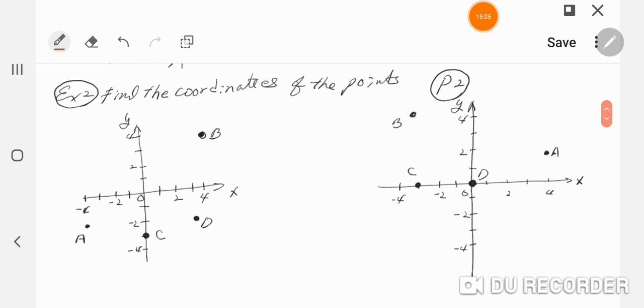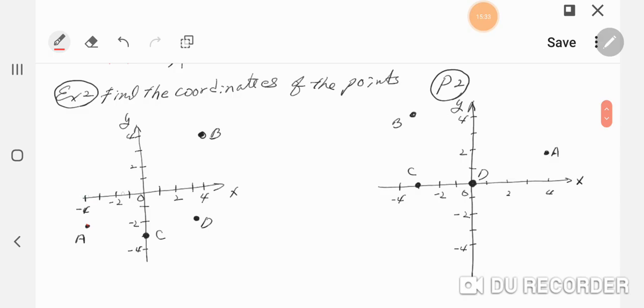Okay, now let's find the coordinates of the points. So here are points A, B, C, D. The coordinate of A: in order to get this, let's move horizontally first. Horizontally, we are moving 1, 2, 3, 4 to the left. So this point is over here. Moving this point vertically, the point will be placed here.